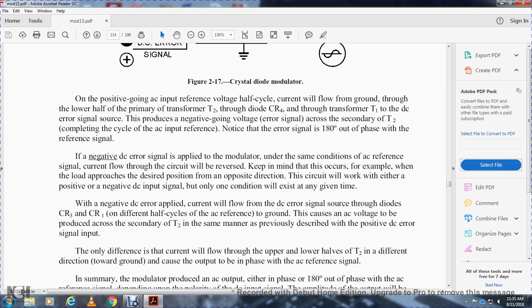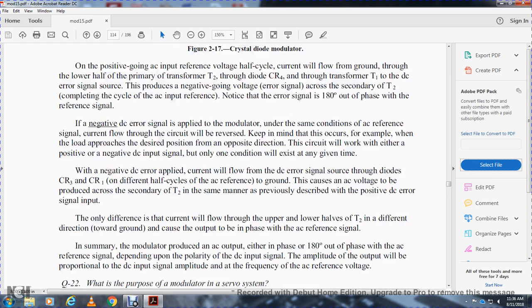The reference of the node for the error signal is 180 degrees out of phase with the reference signal with the negative DC error signal that was applied to the modulator, but under the same condition as the reference signal, the current flow through the circuit will be reversed. Keep in mind that this occurs, for example, when the load approaches the desired position in the opposite direction. The circuit will work with either a positive or negative DC input signal, but only one condition will exist at any given time.